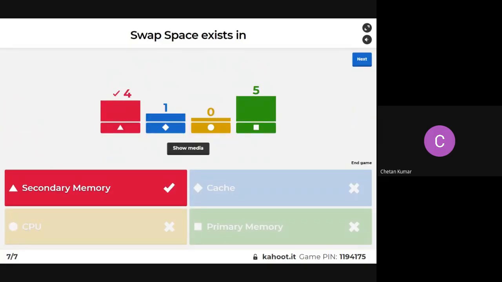Okay, so 4 of you got it. So swap space is something which will be there in secondary memory. If you remember the figure, that's where I showed. It's not there in cache, or it's not there in the processor, or it's not there in the primary memory. Okay, so that's basically the end of the quiz.